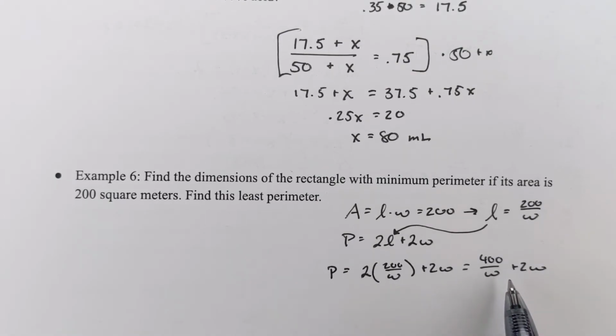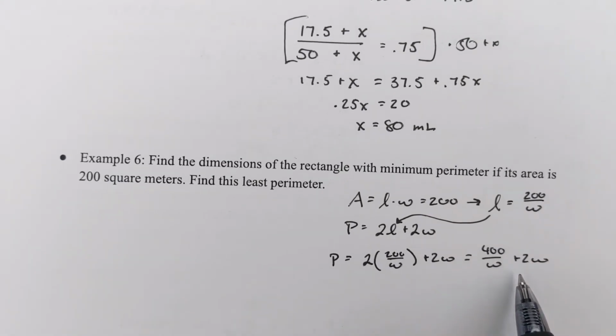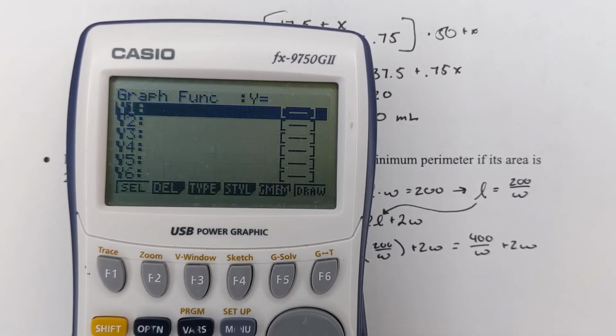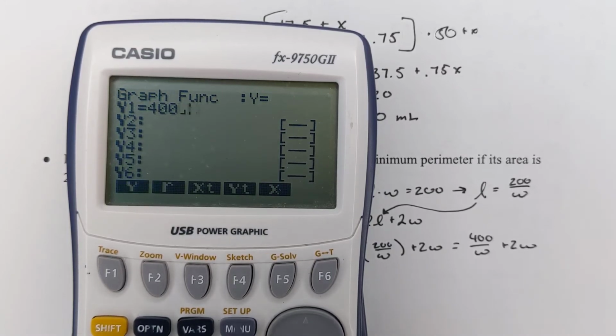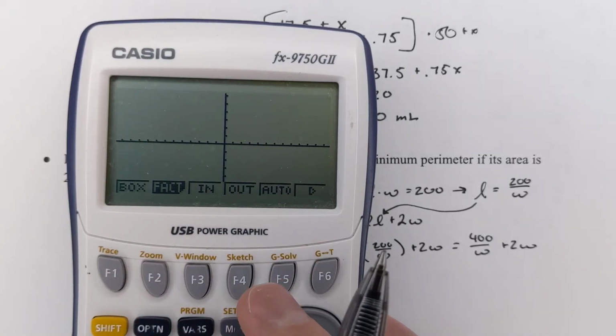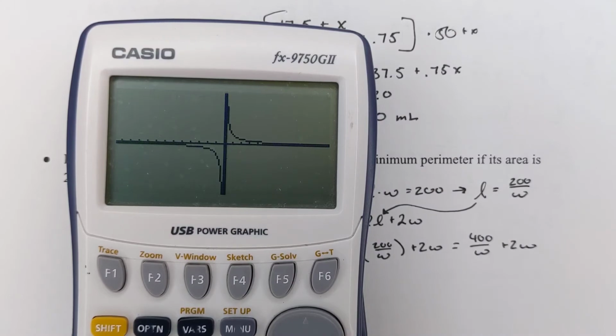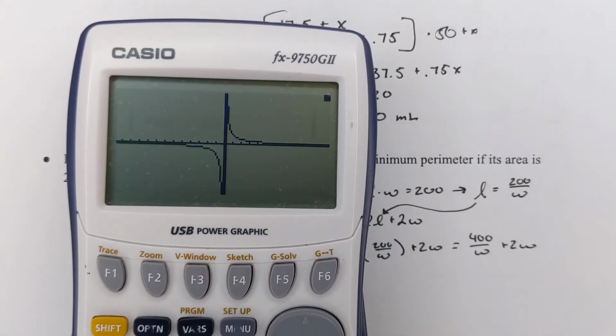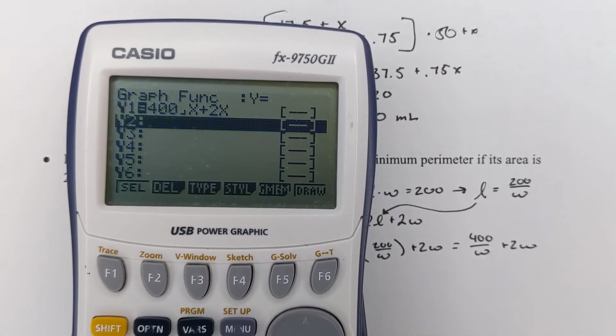And if I want to find the minimum value, essentially I need to look at the graph, and my calculator will actually find a minimum value for you. So menu, graph, so 400. We're going to use X instead of W because it doesn't actually matter. Draw, zoom, auto. So there's my shape. G-solve, oops, we want a minimum value. Did I type that in wrong? 400 over X plus 2X, right? So I'm going to graph that equation.